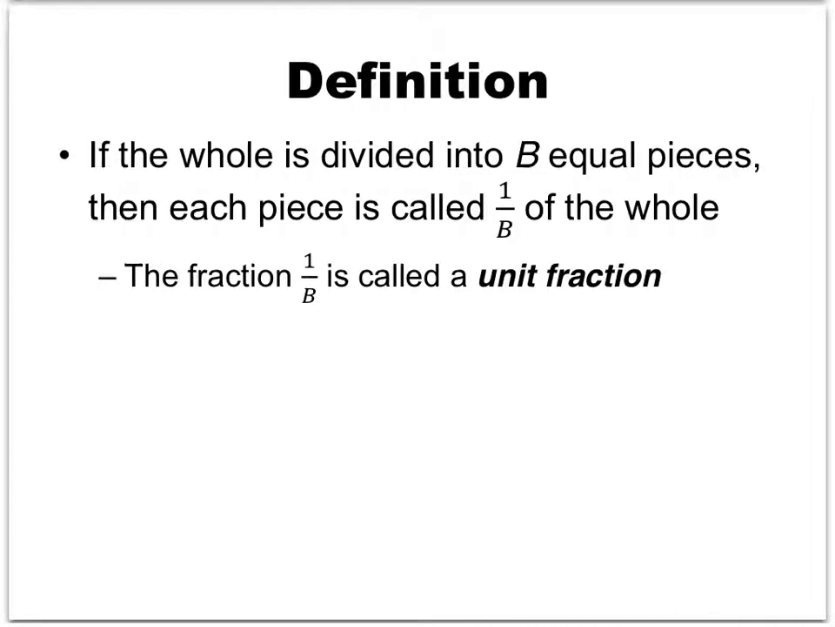Now, our next definition is what we call a unit fraction. So to define the unit fraction, we first divide the whole up into b equal pieces. So b is going to be our denominator. So then each one of those pieces is called 1 over b of the whole. This fraction 1 over b is called a unit fraction. So unit fraction is a fraction where the numerator is 1 and the denominator is the number of pieces that the whole was divided up into, the number of equal pieces that the whole was divided up into.